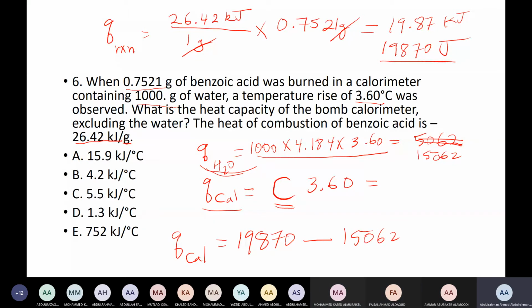What's the Q for the calorimeter? 4,808. Yes. Okay, good. 4,808, that's Q calorimeter. What's C?